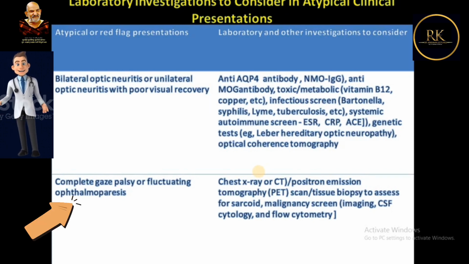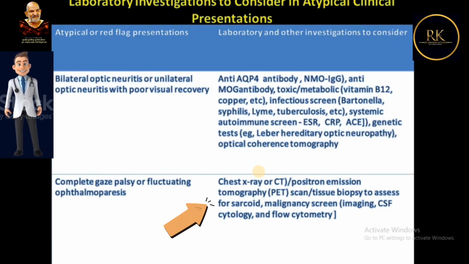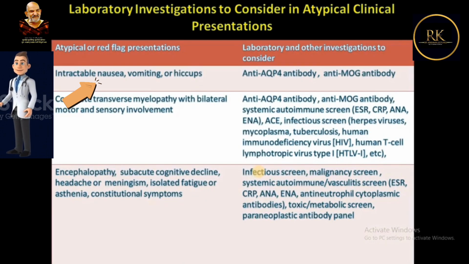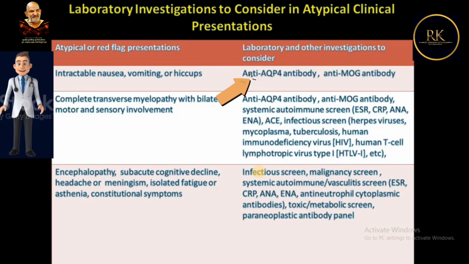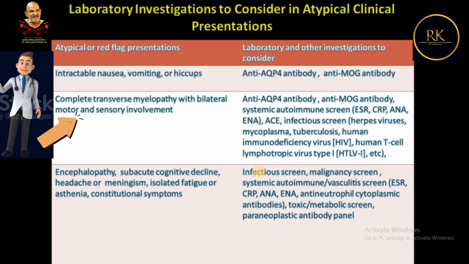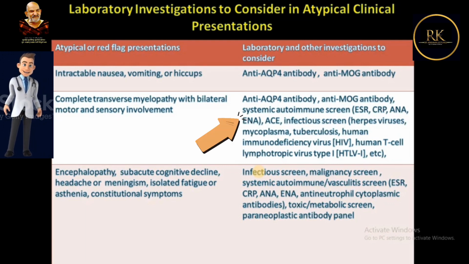If the patient has complete gaze palsy or fluctuating ophthalmoparesis, then chest X-ray, PET, tissue biopsy for sarcoidosis, and malignancy screening should be considered. If the patient has intractable nausea, vomiting or hiccups, then aquaporin 4 antibody and anti-MOG antibody should be considered. For complete transverse myelopathy with bilateral motor and sensory involvement, aquaporin 4, MOG, autoimmune screening, and infectious screening should be considered.